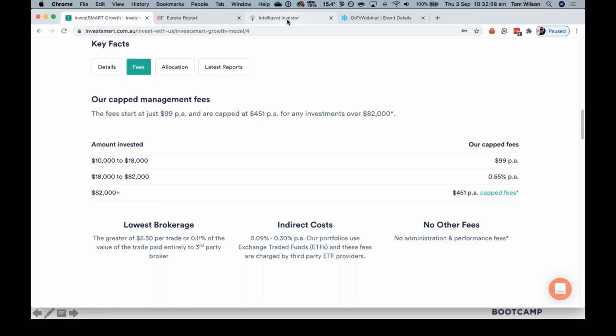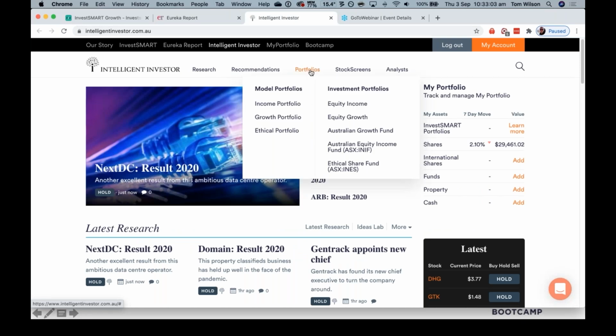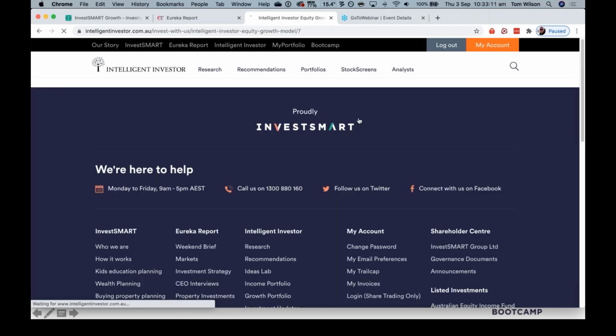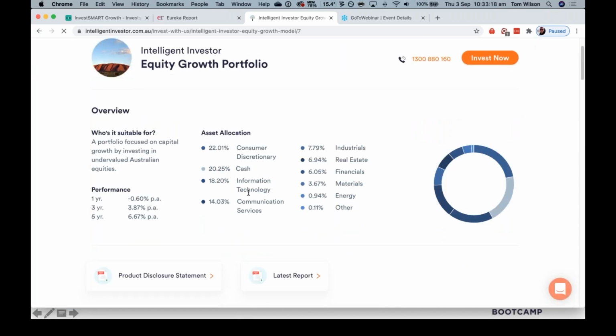On the flip side, you've got the intelligent investor, and they have their portfolios here as well. So at the moment, they've got equity income, equity growth, Australian growth fund. So these are their managed portfolios, which means that if you were to invest with them, they will do a similar thing where they will manage it, put it into different sectors, into different shares, but because it's active, there's a team behind this where they're actually buying and selling when they need to based on their own research.